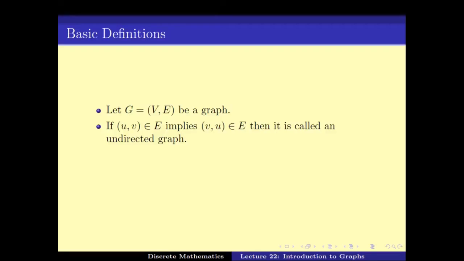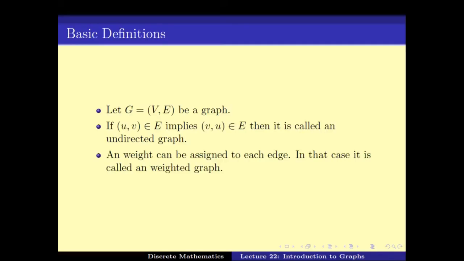If I have an edge (U, V), and if it is a reflexive relation, that is, (U, V) is in E implies (V, U) is in E, we call it an undirected graph. Else we call it a directed graph. And sometimes, for some purpose, we can make this abstract data structure much more complicated. In particular, weights can be assigned to each edge, and in that case, we have a weighted graph.